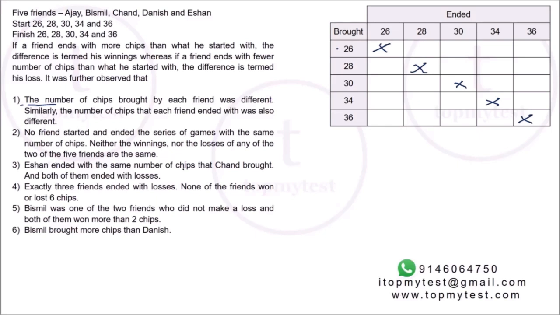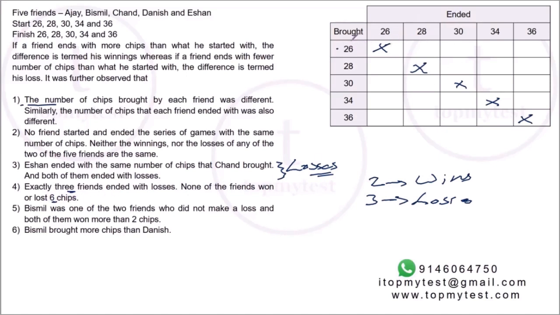Ishan ended with the same number of chips that Chand brought, and both of them ended with losses. Exactly 3 friends ended with a loss. Since nobody starts and finishes the same, if 3 people have losses, the remaining 2 will have wins. So 2 people made extra chips and 3 people lost chips. None of the friends won or lost 6 chips.